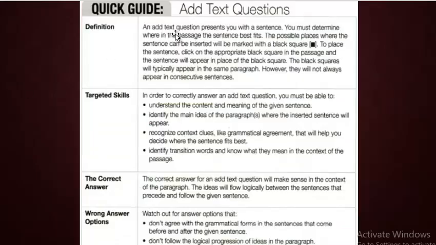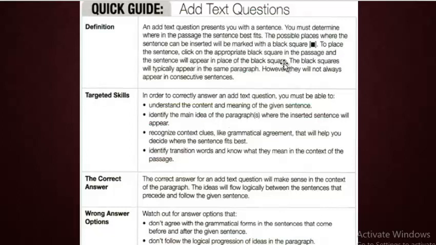Quick definition. Add text question. An add text question presents you with a sentence. You must determine where in the passage the sentence best fits. Where in the text should we put this sentence so that it makes sense? The possible places where the sentence can be inserted will be marked with a black square. To place the sentence, click on the appropriate black square in the passage. The sentence will appear in the place of the black square.